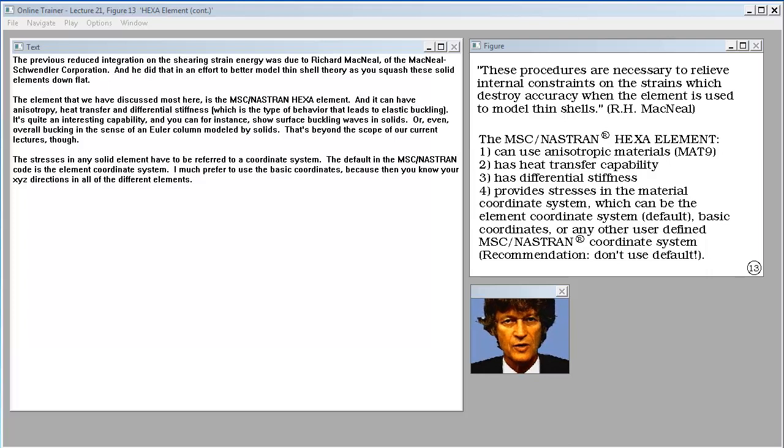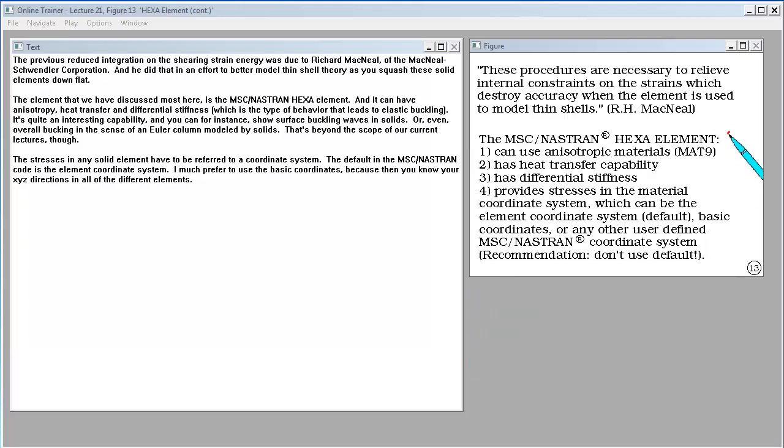The previous reduced integration on the shearing strain energy was due to Richard McNeil of the McNeil-Schwindler Corporation. And he did that in an effort to better model thin shell theory as you squash these solid elements down flat.